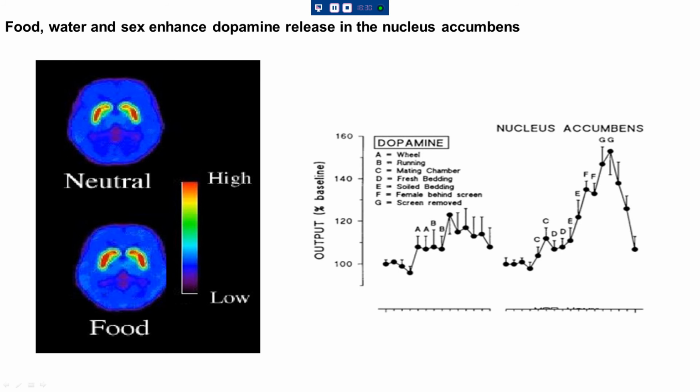So dopamine becomes released. And then this part here is when they're exposed to a female. The female is behind the screen, so they can't get to the female, but they can see her. And again, dopamine release increases. And then G is where the screen is removed, and as you can see, there's a high amount of dopamine release. The screen's been removed, and we can all guess what the rat's doing. And then once they've finished, you can see that dopamine starts to decrease again.